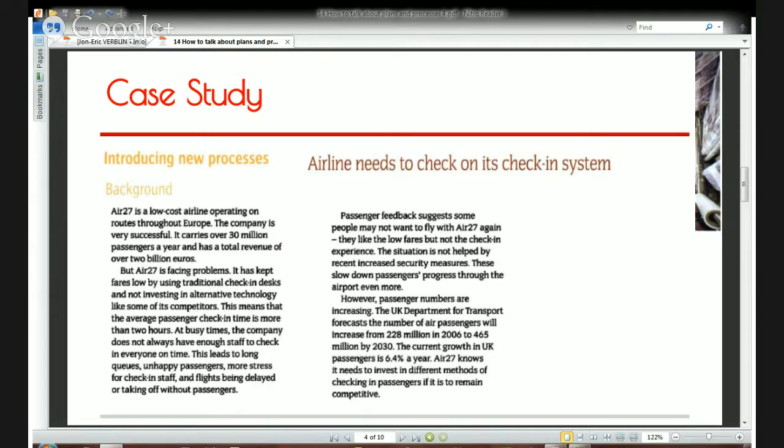Okay, good. I just want you to repeat a couple of words. I want you to repeat the name of the airline. Air 27. Repeat. Air 27. Right. Okay. Thank you. So just because you see the letter I doesn't mean you say it. It's not air, but air. Okay. And also the word queue. Queues.